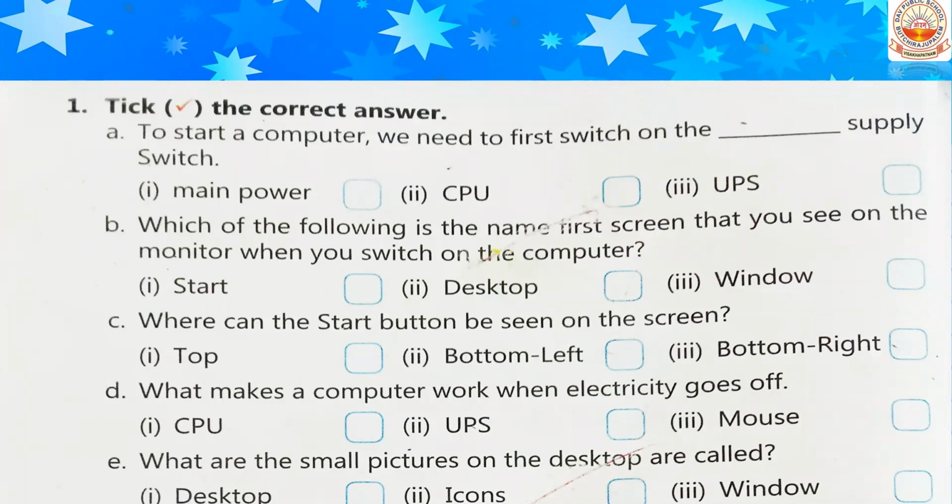Here, tick the correct option. To start a computer, we need to first switch on dash the supply switch. What you have to switch on first if you want to start a computer, children? Yes, the main power supply you have to switch on. Which of the following is the name of the first screen that you see on the monitor when you switch on a computer? What is the name of the first screen called, children? Yes, very good. Desktop.